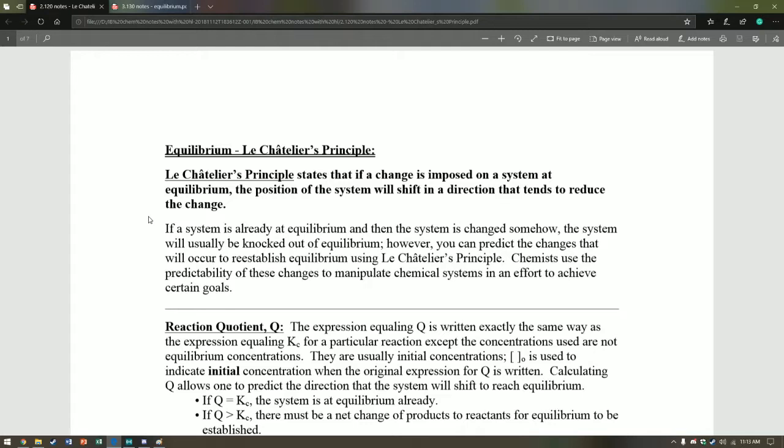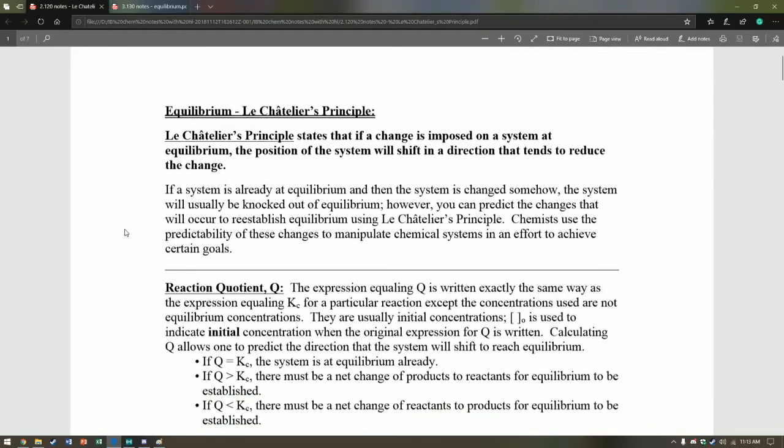So Le Chatelier's principle states that if a change is imposed on a system at equilibrium, the position of the system will shift in a direction that tends to reduce the change. Basically, to put it in layman's terms that may work for you, if you do something to a system, the system will try and undo it. And you can use this to predict and manipulate chemical systems.